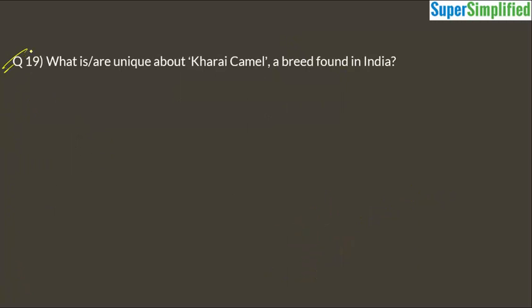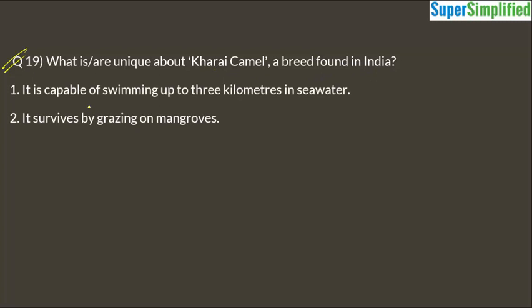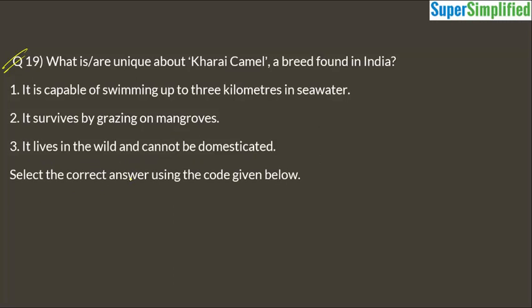Now let's move to question number 19. What is or are the unique features about the Kharai camel, a breed found in India? Statement 1. It is capable of swimming up to 3 kilometers in seawater. Statement 2. It survives by grazing on mangroves. 3. It lives in the wild and cannot be domesticated. Select the correct answer using the code given below. A. 1 and 2 only, B. 3 only, C.